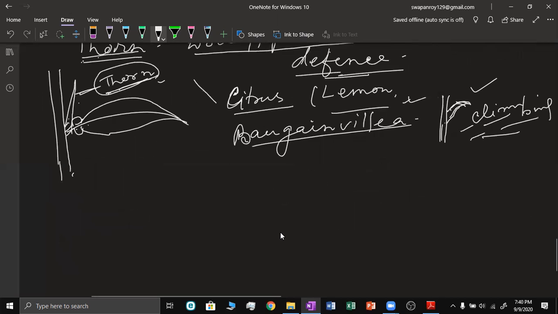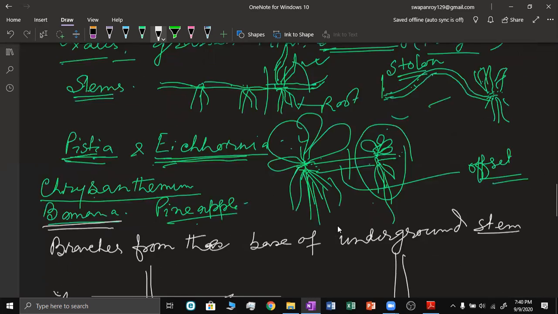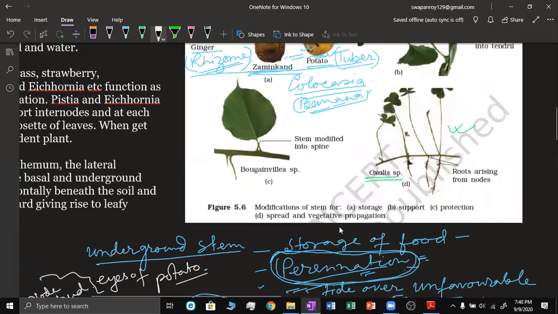Another type, okay, I can show you, we have the photographs here. This is bougainvillea, and here you can see the stem modified into a spine thorn. All right, this one you can see here. This is the stalk of the leaf, and this structure is the thorn.